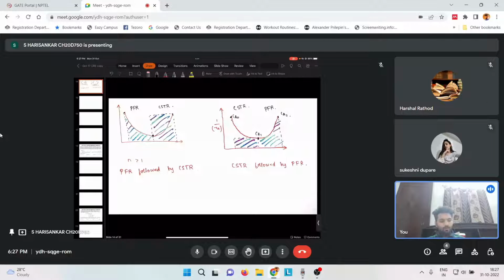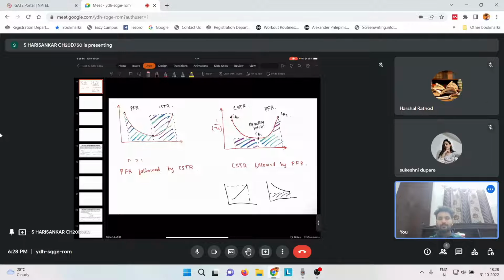So this point is called the operating point of a CSTR. Like a normal CSTR graph, we'll take this endpoint and then we'll find the area like this. And if the reaction curve is like this, the same we'll do there also. We'll take this endpoint and we'll take the area like this. Okay, so basically that is what we did here.